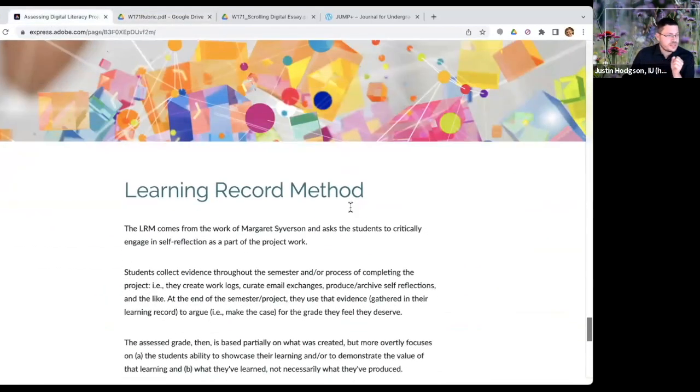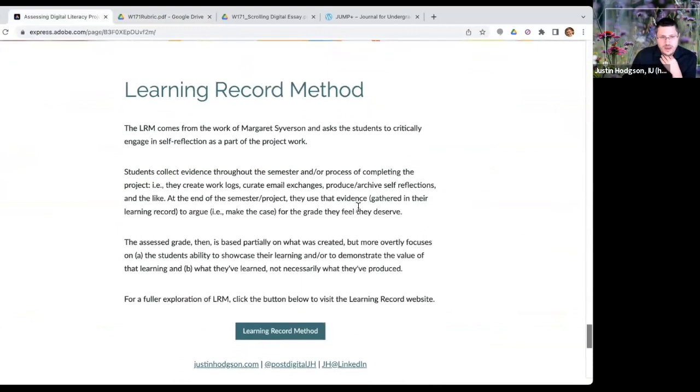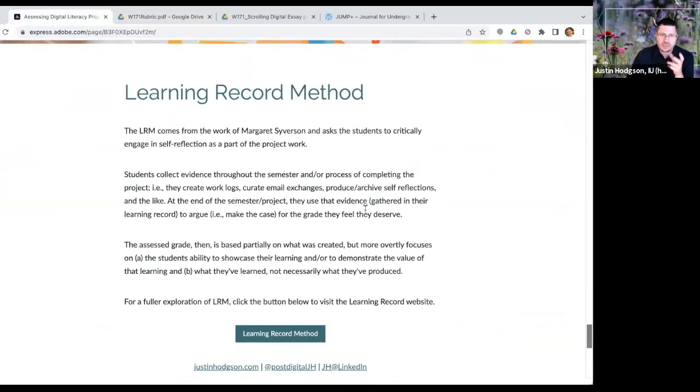And then the last one is perhaps the more complex, and definitely takes a kind of rethinking about your pedagogical approach. It's the learning record method, which comes out of Margaret Syverson's work and I think Mary Farr.